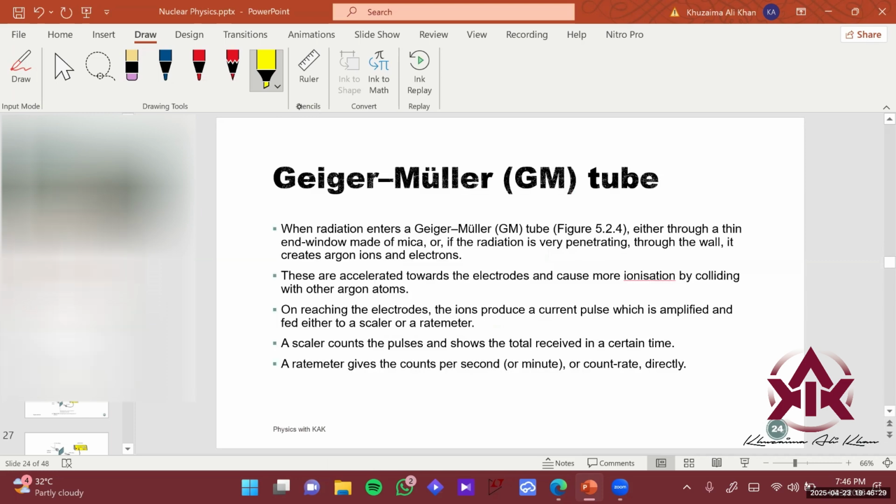When a radiation enters a Geiger Muller tube, it detects it. So how does that happen? It passes through the thin mica sheet, and if the radiation is very penetrating, it can pass through the wall. It creates argon gas ions and electrons over here. These are passed on towards the electrodes, which causes more ionization. The argon starts to lose electrons when gamma or any radiation hits the Geiger Muller tube.